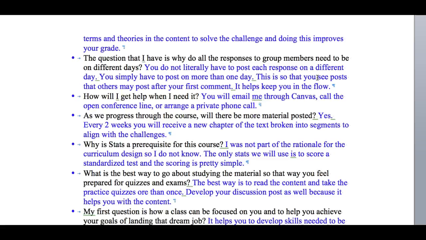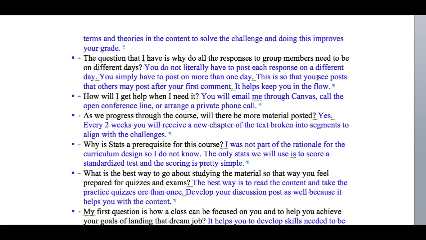How will I get help when I need it? Well, you will get help by emailing me through Canvas, calling the open conference line when it's posted, like Tuesday, or you can arrange for a private phone call that we work out on our calendars. As we progress through the course, will there be more material posted? Yes. Every 2 weeks, you get a new chapter of the text, and it'll be broken into segments aligned with the challenges.